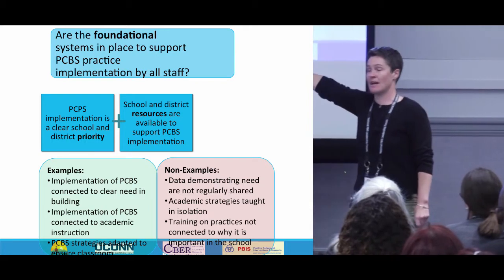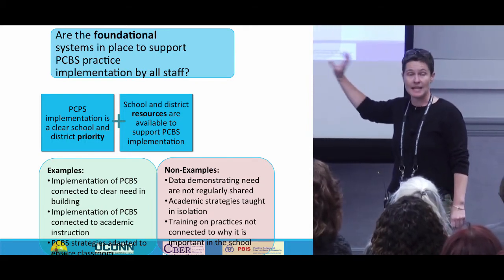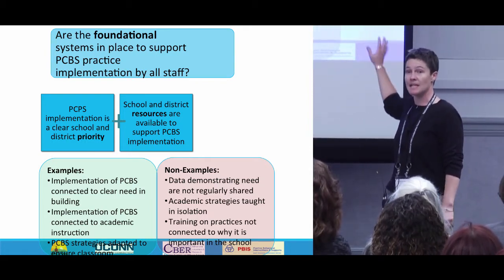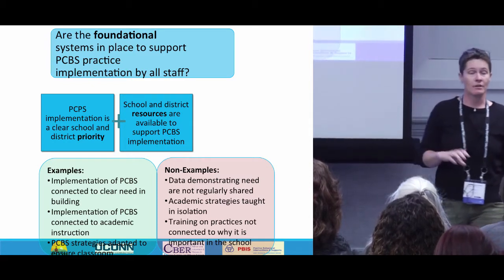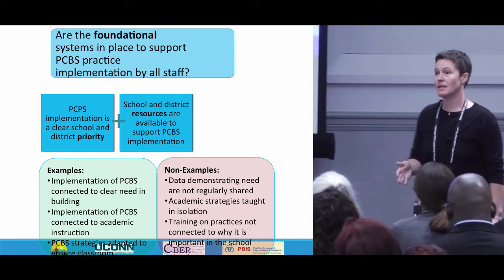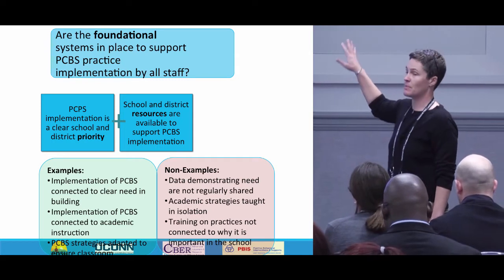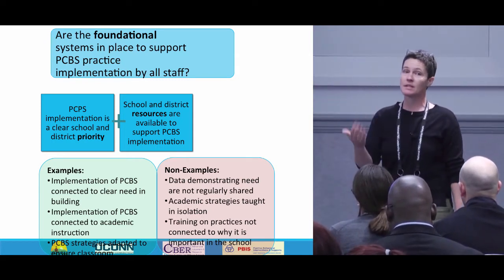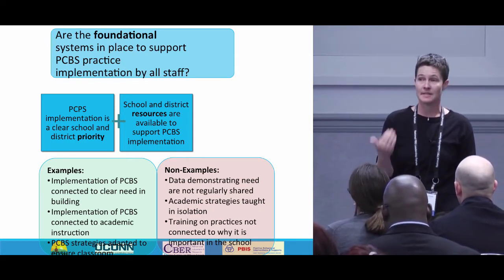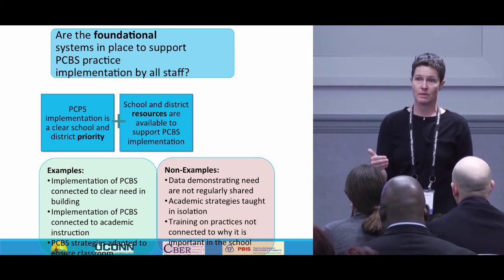So if somebody's going to say classroom management's really important, we're going to take the time and resources, time and money, to do it well. If we're going to invest in it, we're going to do it right. And so when we put resources behind our priorities, we're signaling to all of the teachers in the building that this is actually important, and we're going to support you in doing this.